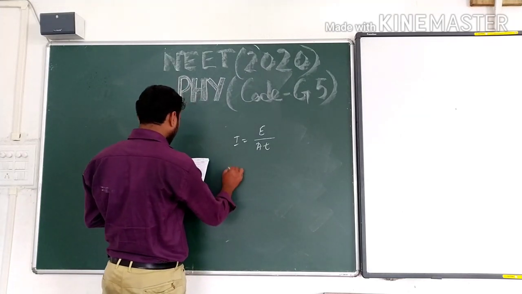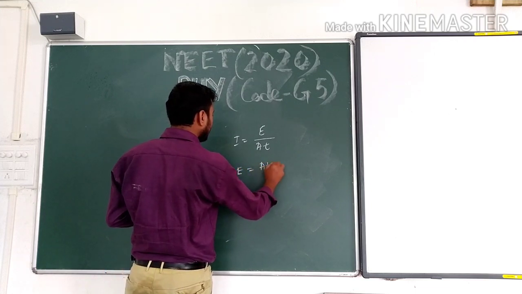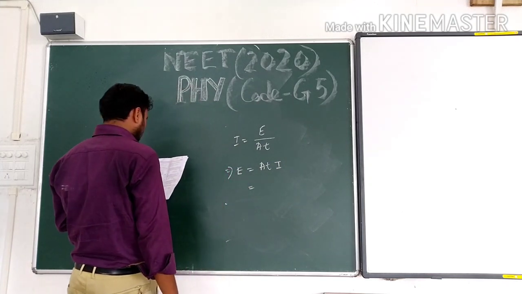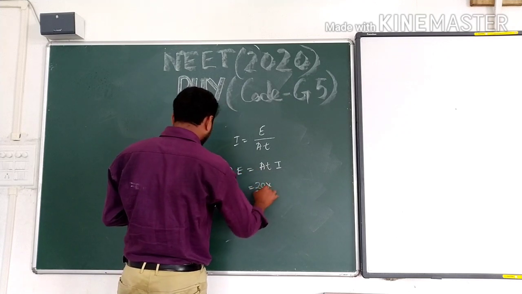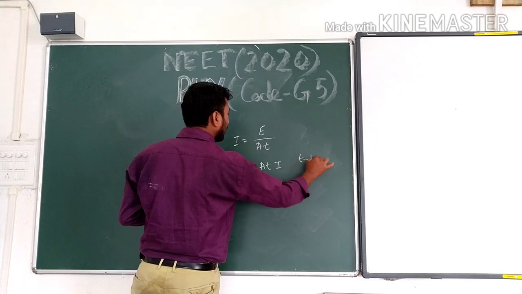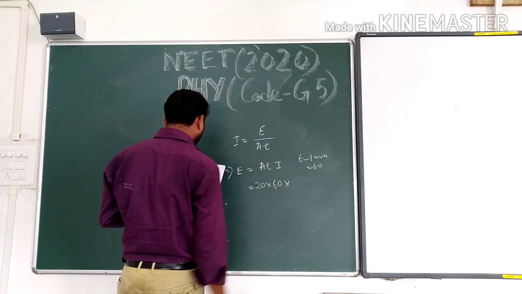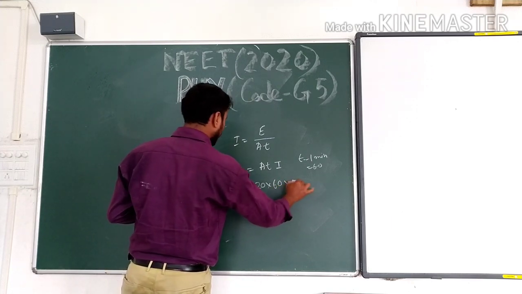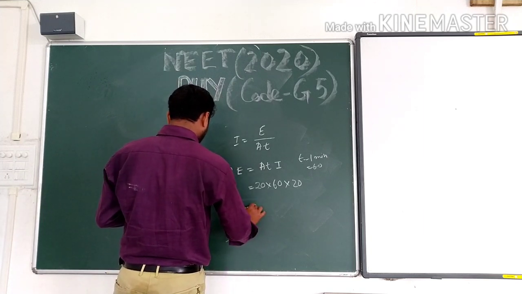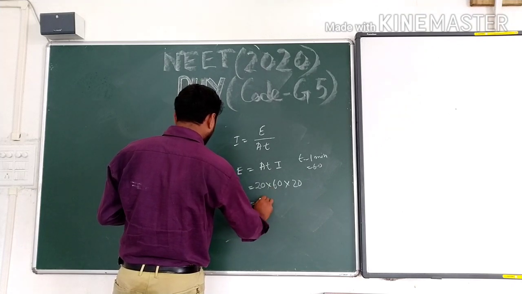So energy will be how much? Flux into area into time. Area will be here 20. Time will be how much? 1 minute means 60 seconds. So we put 60 and intensity will be 20. So it will be 2400.